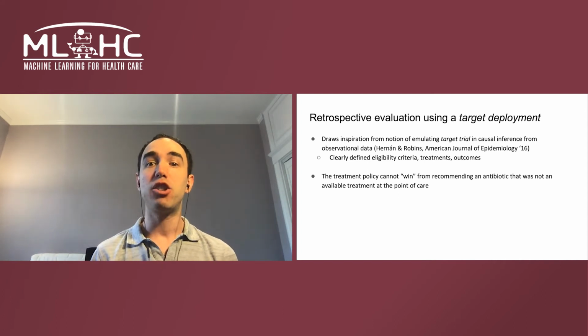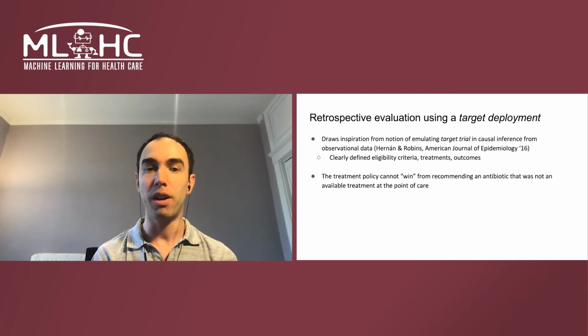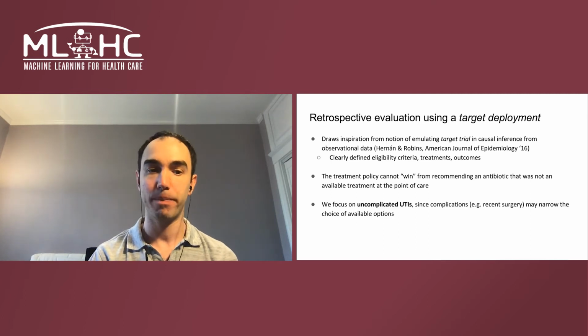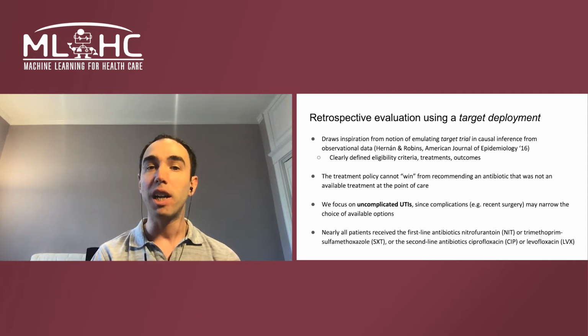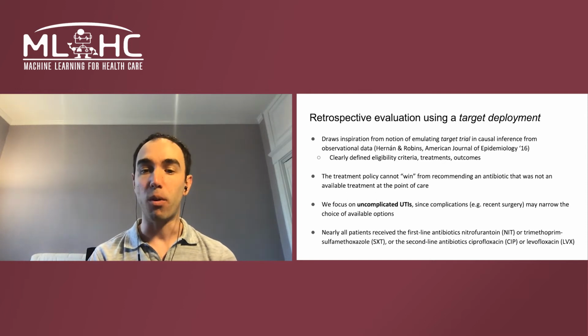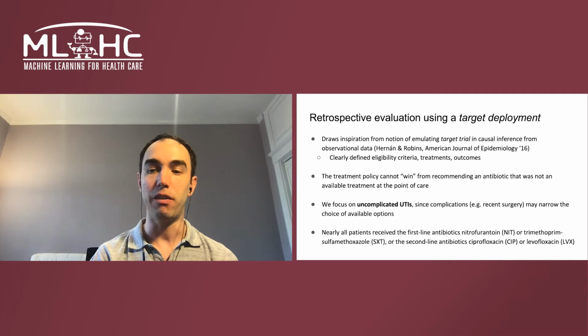One key property of this target deployment is that the treatment policy that we learn can't win from recommending an antibiotic that was not actually an available treatment at the point of care. In our work, we focus on uncomplicated urinary tract infections for this particular reason, because deriving from retrospective data whether particular antibiotics are suitable options or not is extremely difficult in settings of complications where you may have many fewer available options. For uncomplicated urinary tract infections, there are typically 4 antibiotics that are prescribed, which we will refer to by the acronyms NIT, SXT, CIP, and LVX.